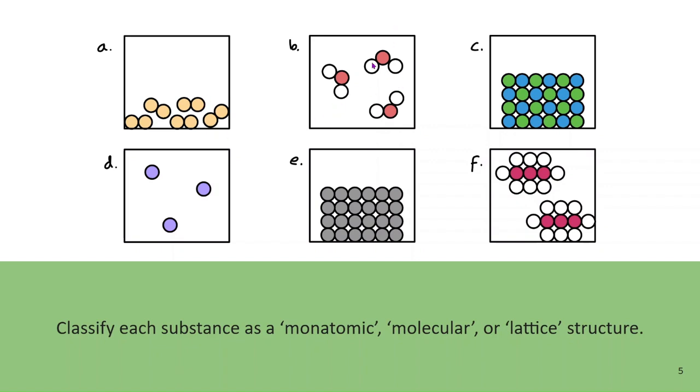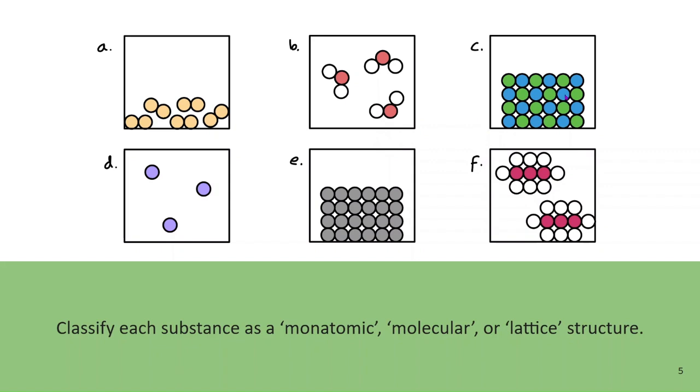B would also be molecular, right? It's three of these atoms or particles bonded together, stuck together. It's not just one, right? That's monatomic. This is molecular.